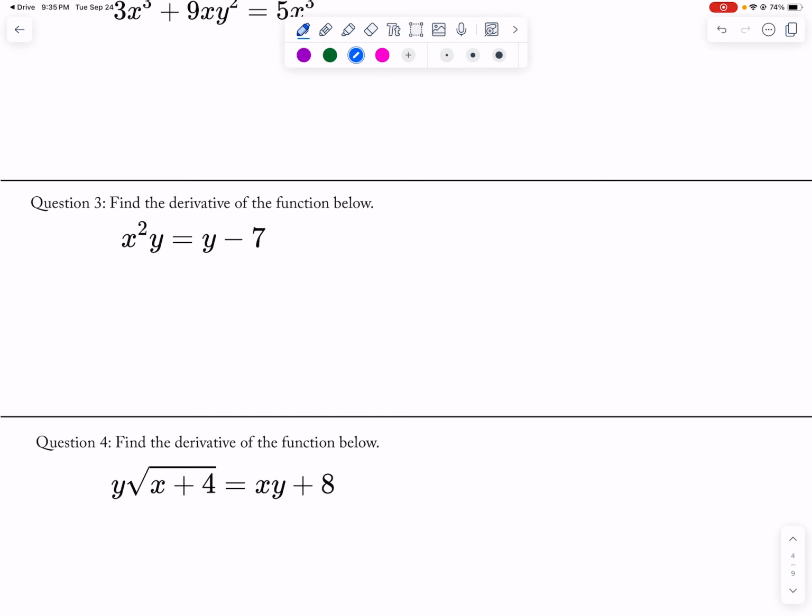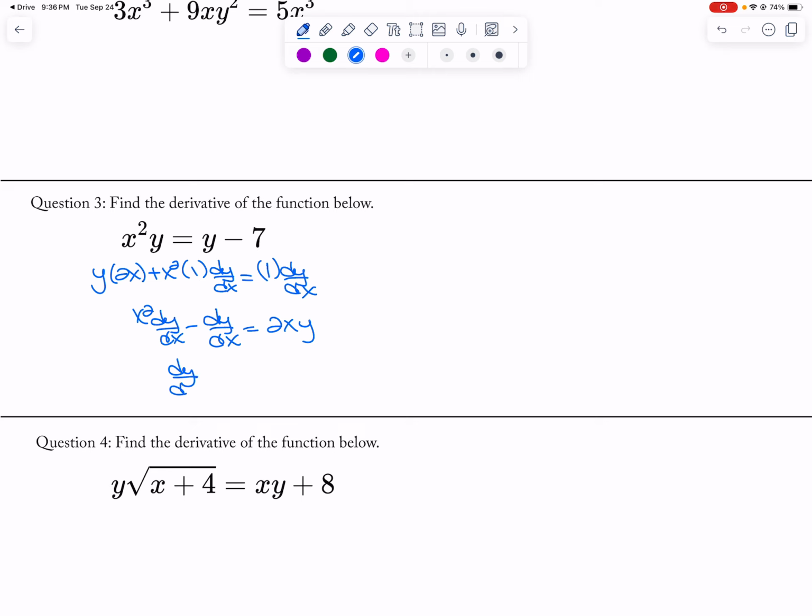And then here we're going to use product rule, so second times the derivative of the first plus the first times the derivative of the second. And then I have 1 dy/dx. So then I have x squared dy/dx minus dy/dx is equal to 2xy. So dy/dx times (x squared minus 1) is equal to 2xy. So dy/dx is equal to 2xy over x squared minus 1.